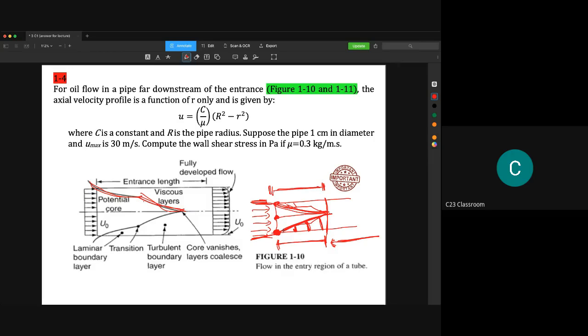Okay, so here we will learn in chapters 4, 5, and 6. There is what we call a laminar boundary layer here, and then we have a turbulent boundary layer here. Okay, so that's another story. So this is the idea.